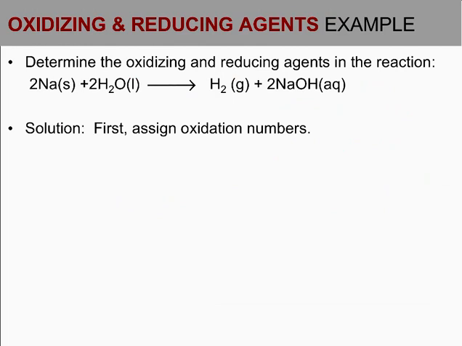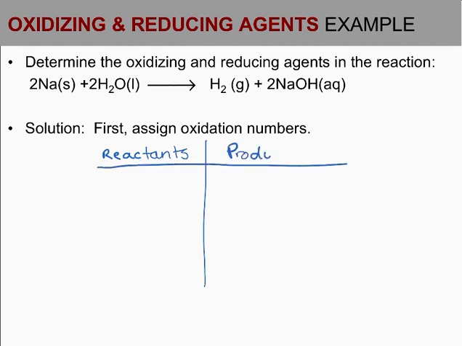So now let's determine the oxidizing and reducing agents in the following reaction. Now, not every reaction is a redox reaction, but we can use these oxidation numbers to determine if electrons are transferred. So we're looking for a change in oxidation number. First, let's assign oxidation numbers. I'm going to write a reactants versus products table, kind of similar to what we were doing for balancing equations, but this time we're assigning oxidation numbers.